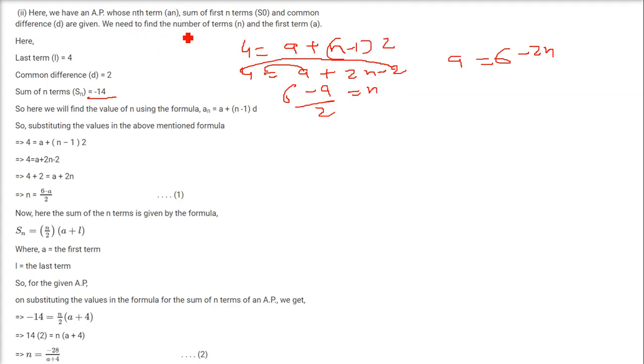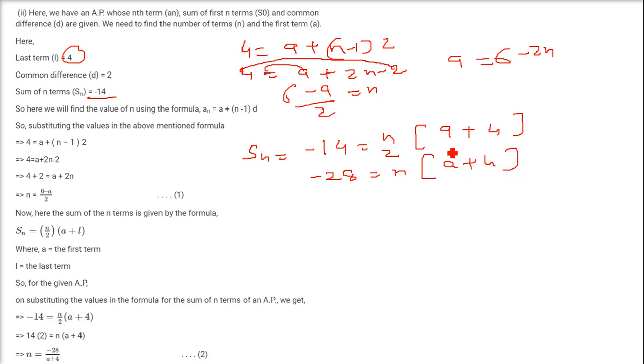Now let us come to the second part, which is the sum of n terms. The sum of n terms is given as minus 14, which is equal to n by 2 into a plus l. What is a? a is a. What is l? The last term is given, a plus 4. Now we get another equation from here. So it will be minus 28 equal to n into a plus 4. Now you can use a equal to 6 minus 2n here. Minus 28 equal to n, and you can write 6 minus 2n in this place.